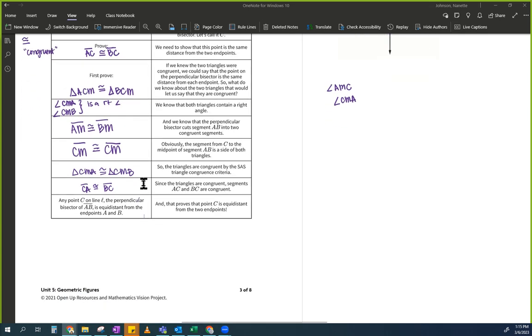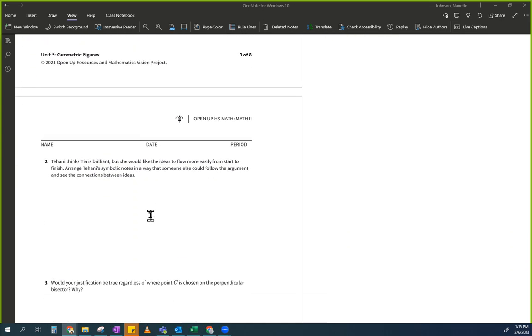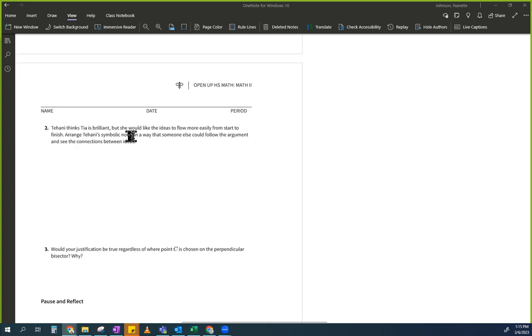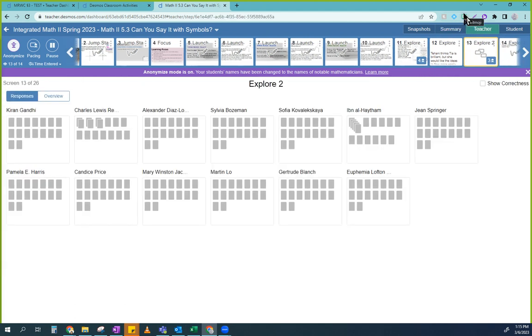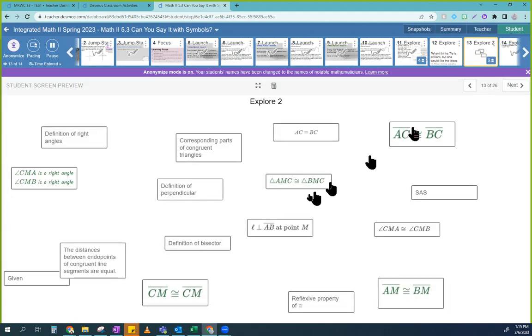Okay. We are going to get into more of a proof when we look at this stuff down here. It says Tawny thinks Tia is brilliant, but she would like the ideas to flow easily from start to finish. Rearrange Tahani's symbolic notes in a way that someone else can follow the argument and see the connection between ideas. So this is where I want you guys to do this one here. You're going to rearrange these so that it flows better.